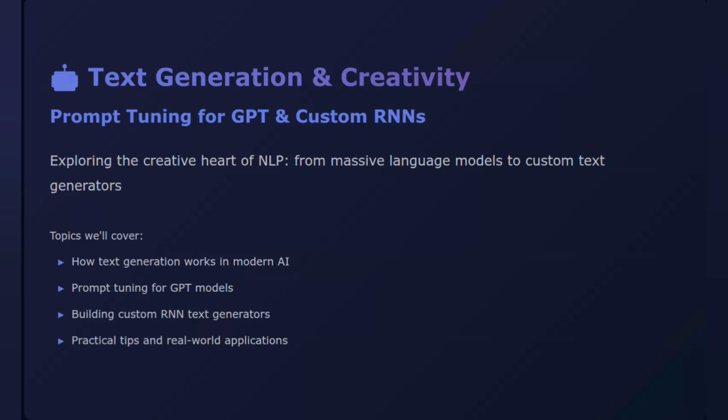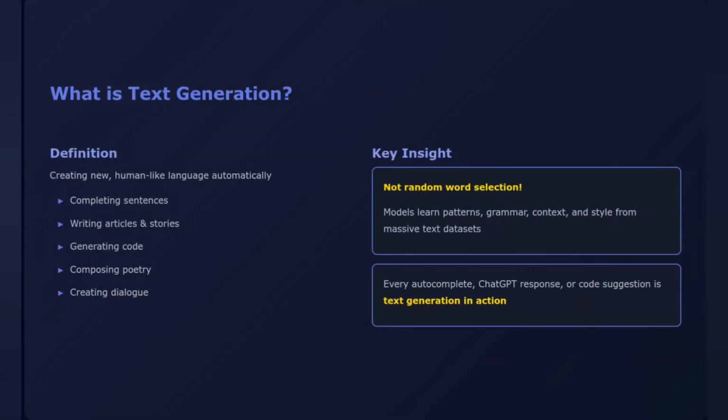Today, we're diving into one of the most exciting areas of AI, text generation and creativity. We're talking about the technology behind ChatGPT, code assistants like GitHub Copilot, AI story writers, and even those viral AI-generated memes you see everywhere. We'll explore how massive language models like GPT work, what prompt tuning really means, and how you can even build your own text generator using RNNs from scratch. By the end of this video, you'll understand both the cutting edge and the fundamentals. Let's get started. So, what exactly is text generation in natural language processing?